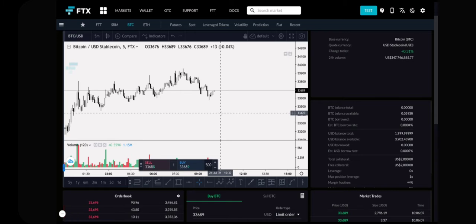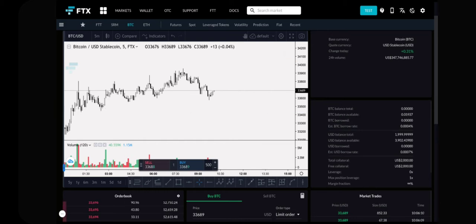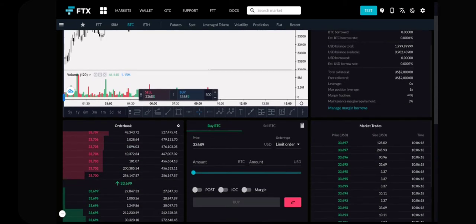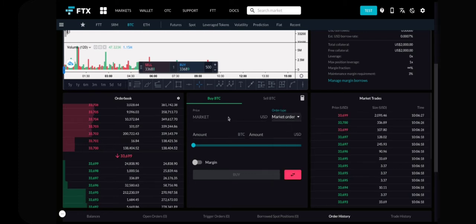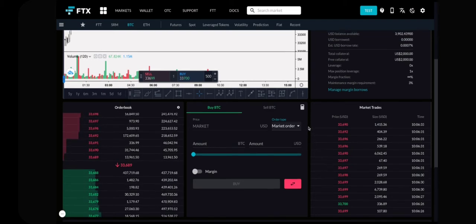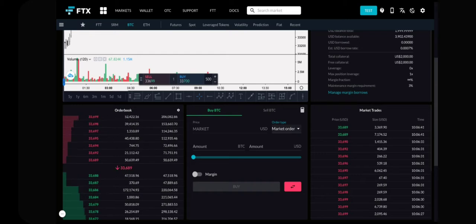Here you've got two options. You can either buy immediately using a market order, or you can put a limit order in and set a price that you want to buy Bitcoin at. By coming down here, you go to market order. A market order means that you take whatever price is available in the books at the time of hitting buy. So a market order is a taker, meaning you're the person taking liquidity, and the opposite is a limit order, where you're the maker, which means you're providing liquidity.